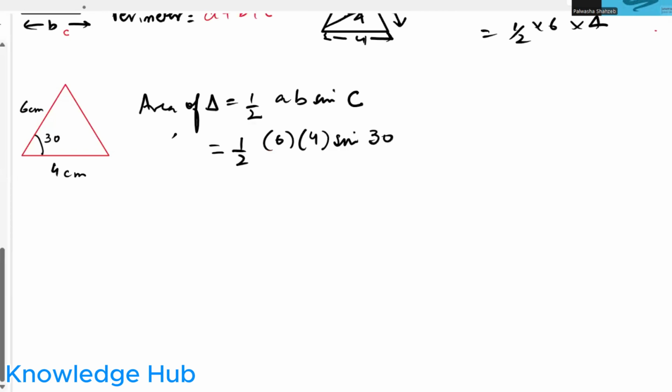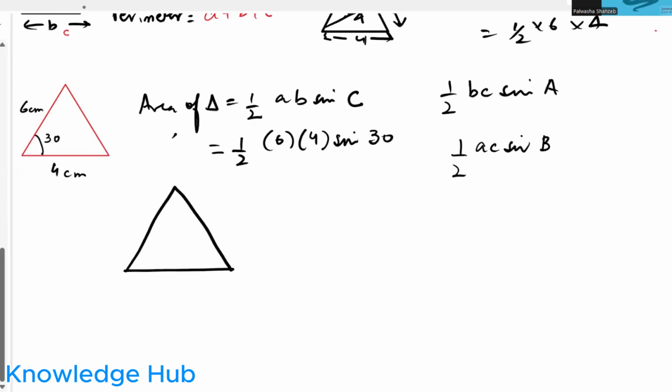So basically, for the area of triangles, when we have base and height given, we use half into base into height. And when we don't have the height given in the triangle, we use the formula half into AB sine C, or you can say half into BC sine of A, or you can say half into AC sine of B. Let's just generalize it.